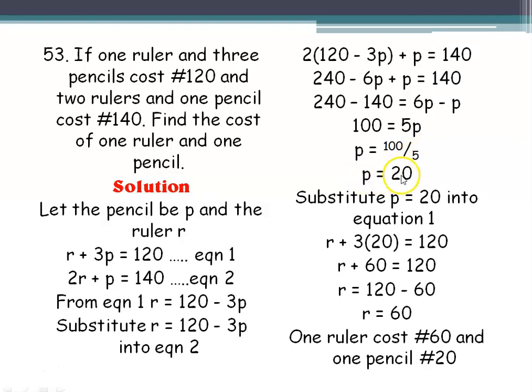Now that I know that P is 20, I can substitute the value of P is equals to 20 into equation 1. So my R plus 3P is equals to 120. In place of P, I'm going to put 20 here. So R plus 3 times 20 is 60. R plus 60 is equals to 120. And then I move my 60 to this side, it becomes minus 60. R is equals to 120 minus 60. And 120 minus 60 is 60. So R is 60. Now remember, R is our ruler, while P is our pencil. So 1 ruler costs 60 naira and 1 pencil costs 20 naira. Is that okay? Very good.